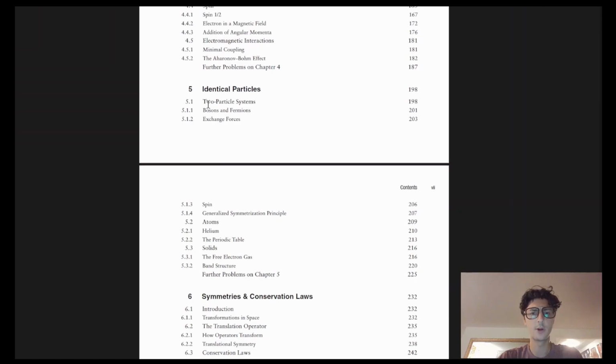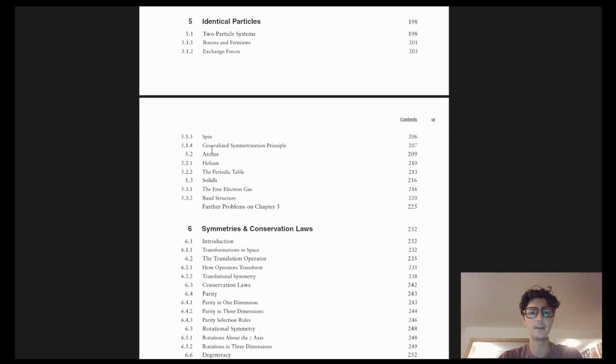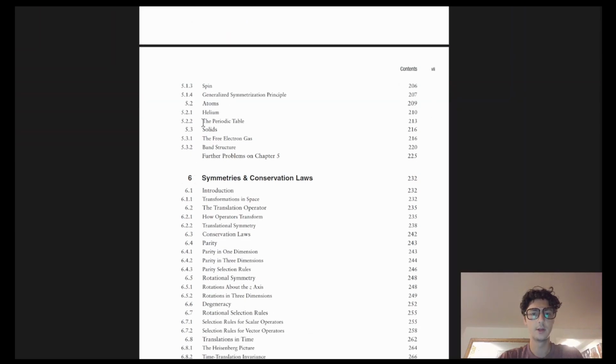Then we got identical particles, 2 particle systems, bosons, fermions, exchange forces, spin again, generalized symmetrization principle, atoms, helium. Okay, we went to hydrogen, now we're doing helium. The periodic table. Okay, so I guess we cover all elements here. Solids, the free electron gas, band structure.